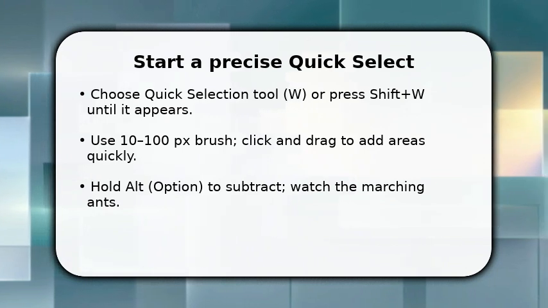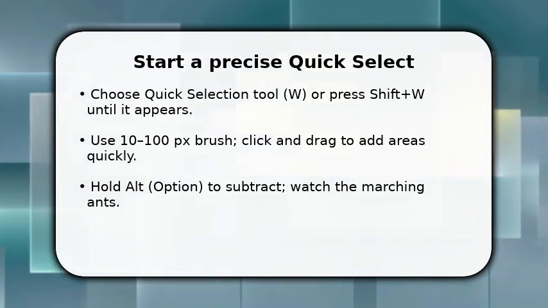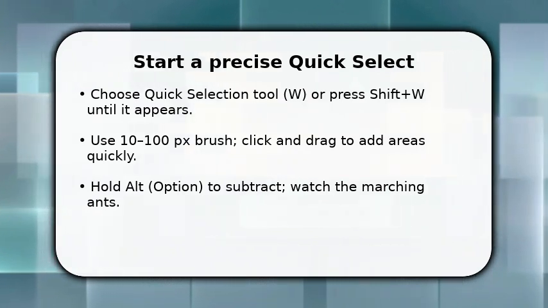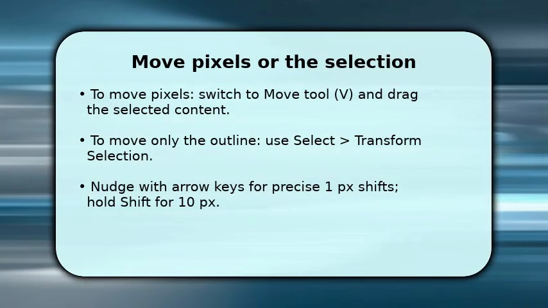This refines the outline. Once the selection roughly matches the subject, make sure the target layer is active. This prevents accidentally moving the wrong pixels when you switch tools next. Now decide whether you need to move the pixels or only the selection marquee. This is a crucial distinction.